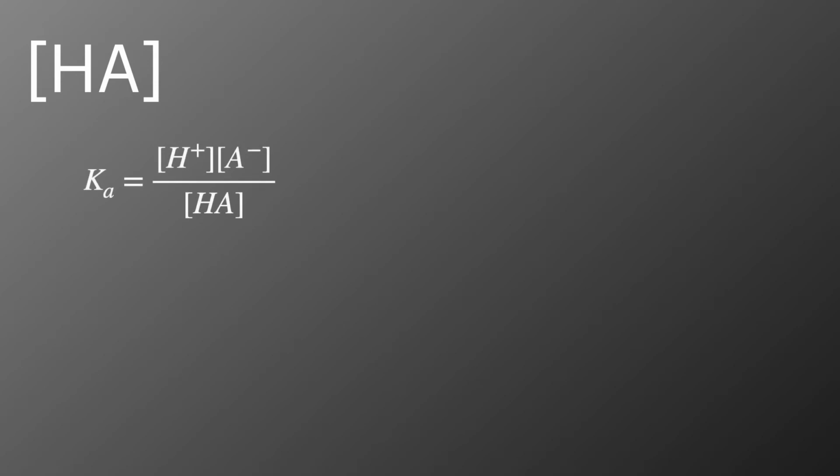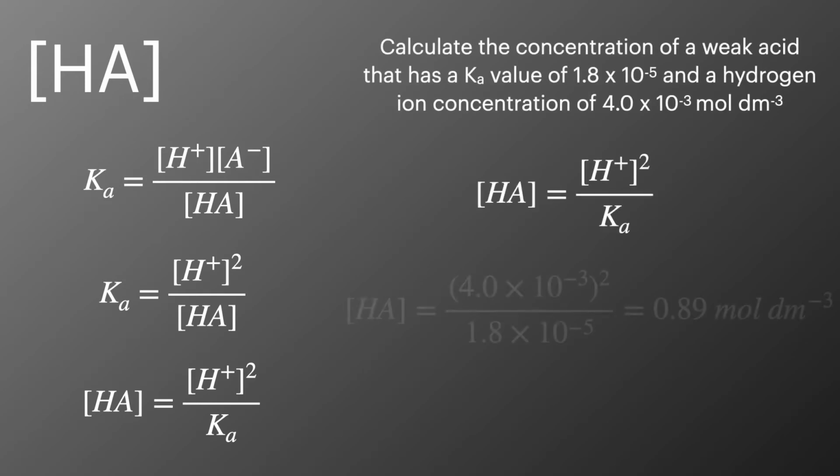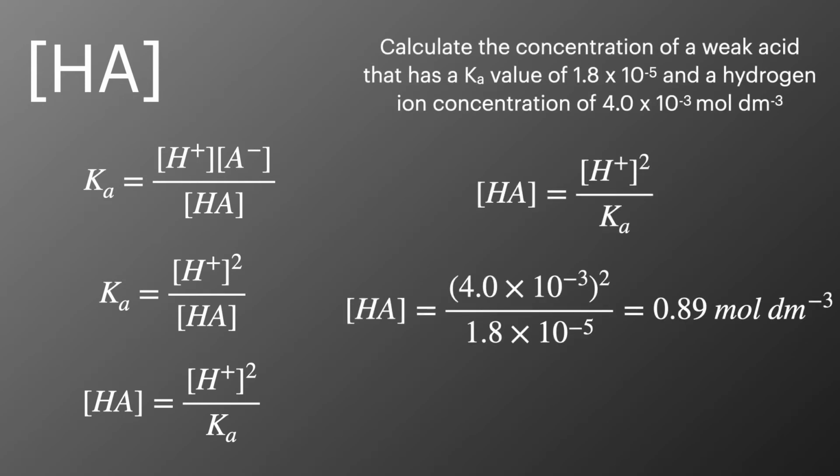In this final example, calculating the concentration of HA, we again need to rearrange the equation. This time we're given the values for H+ and Ka and can substitute them into our equation, remembering to square the concentration of H+.